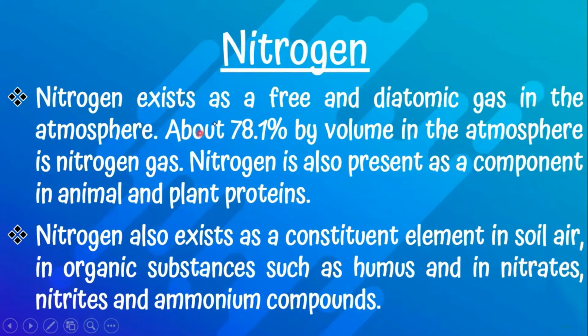Nitrogen. Nitrogen exists as a free and diatomic gas in the atmosphere. About 78.1% by volume in the atmosphere is nitrogen gas. Nitrogen is also present as a component in animal and plant proteins. Nitrogen also exists as a constituent element in soil air, in organic substances such as humus and nitrates, nitrites and ammonium compounds.